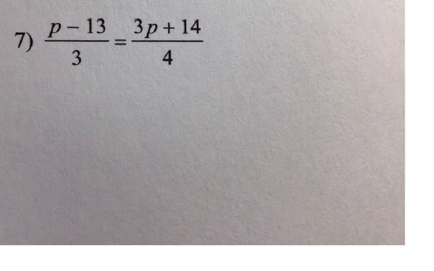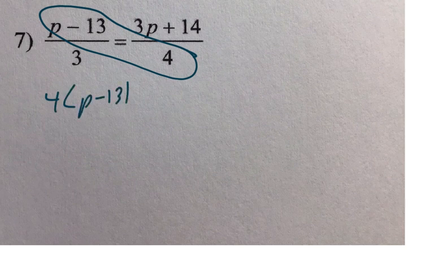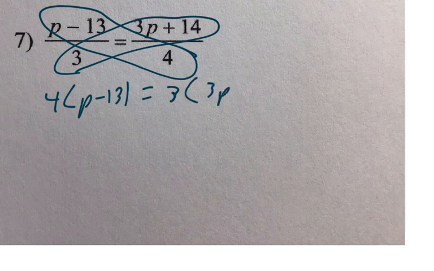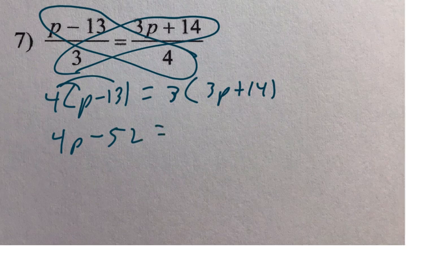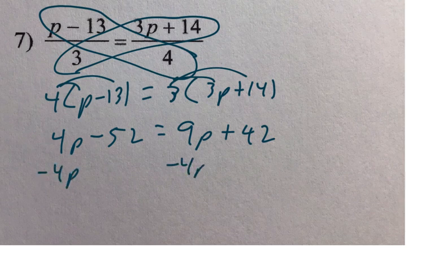Now, this one looks more tricky because we have 2 binomials, but we're still going to cross multiply. 4 times p minus 13 will equal 3 times 3p plus 14. Distributing here, I got 4p minus 52 equals, here I got 9p plus 42. And the only thing tricky is we have 2 p's in our equation. Let's go ahead and minus 4p. So negative 52 equals 5p plus 42.